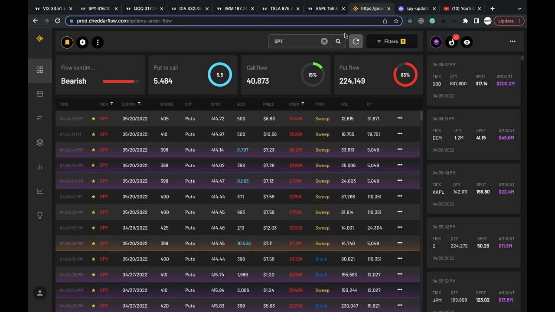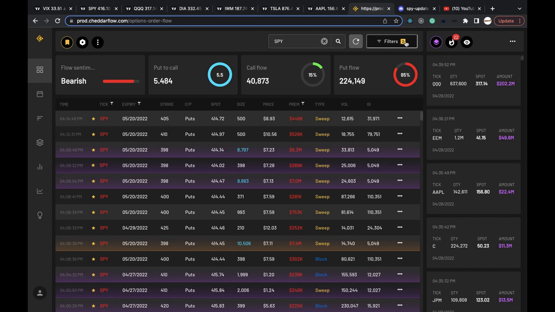Today the S&P 500 is showing us some bear market behavior, some bear market tendency. We're gonna talk about why I feel like that. But first, check out this flow sentiment.